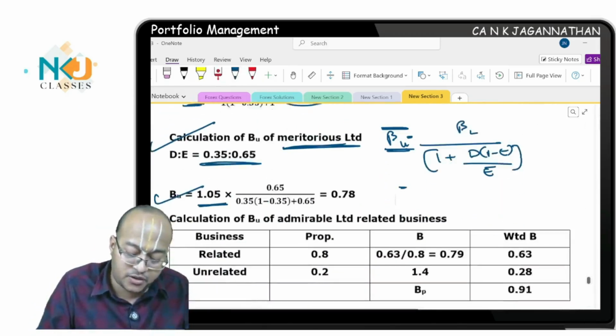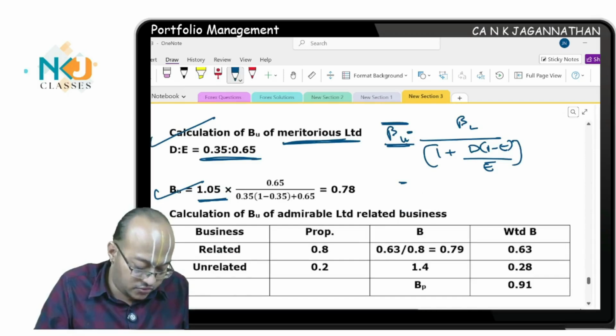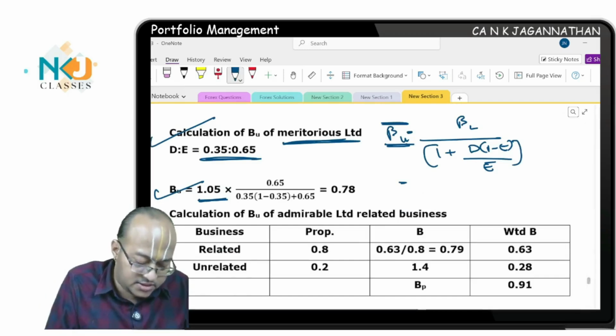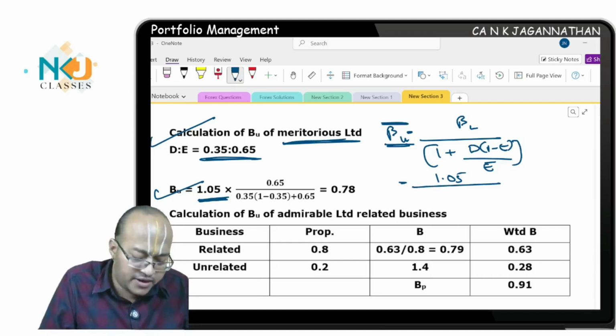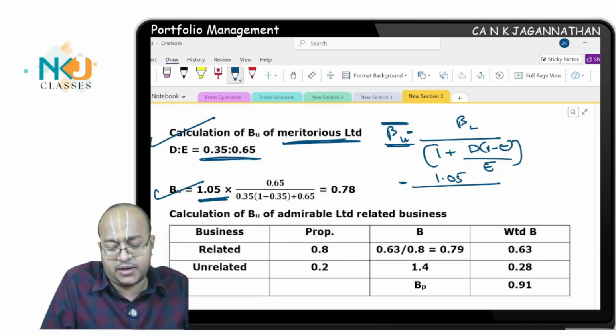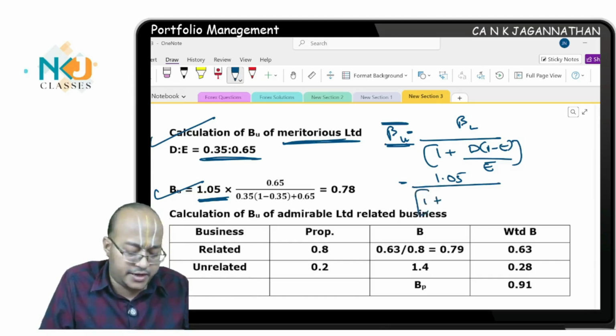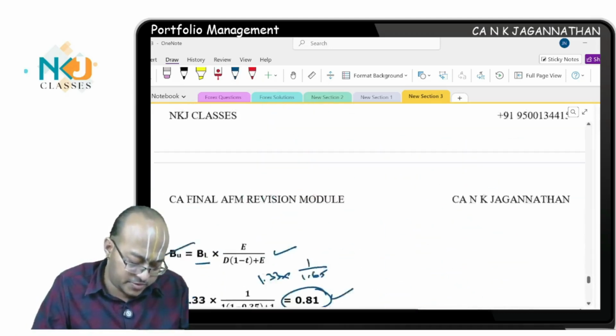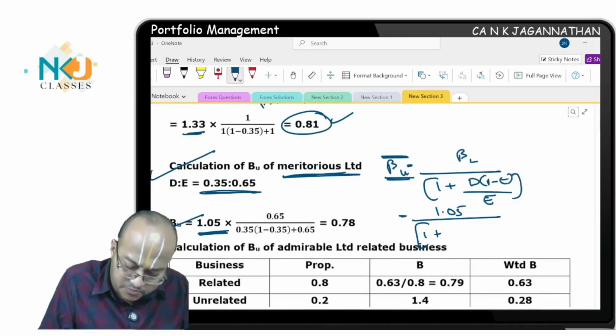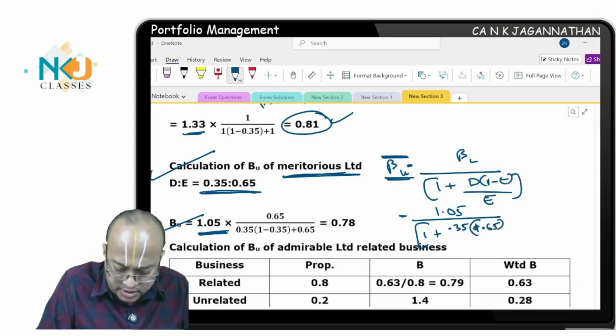Beta levered given in the question is 1.05. Equity beta is 1.05. This is multiplied by this number, and this will give you the same number. No issue. 1.05, we will solve it. Divided by 1 plus debt into 1 minus T divided by equity. How much is that? 1 plus debt into 1 minus T. What is the debt? 35%, 0.35, into 1 minus T. 1 minus T is simply 0.65.